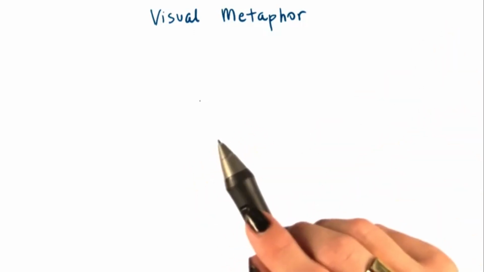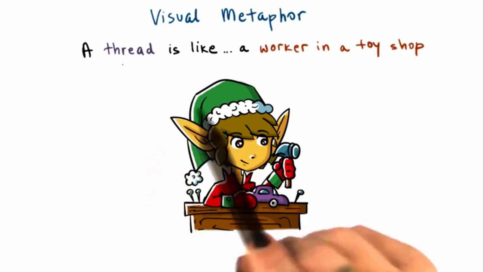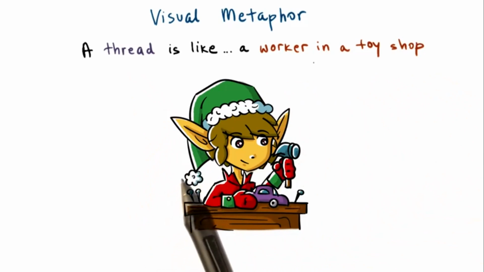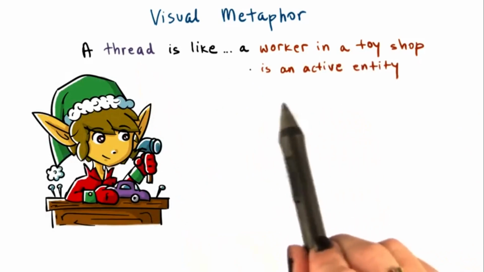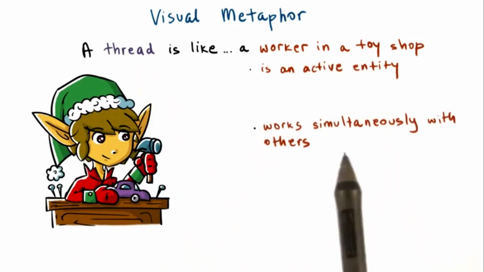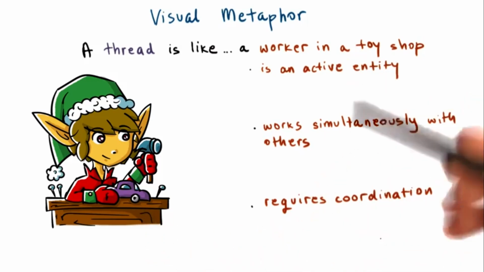So how might one visualize these concepts? Well, one way you might think of threads is that each thread is like a worker in a toy shop. But what qualities make a worker in a toy shop similar to a thread? The first quality is that a worker in a toy shop is an active entity. Secondly, a worker in a toy shop works simultaneously with others. And finally, a worker in a toy shop requires coordination, especially when multiple workers are working at the same time and perhaps even contributing to the same toy order. Let's elaborate on these points now.